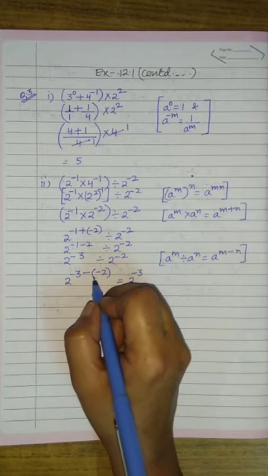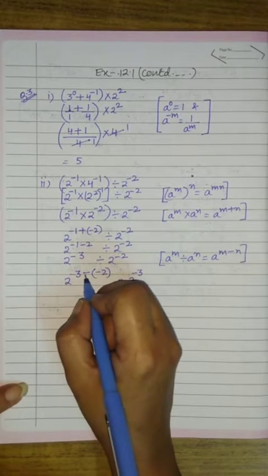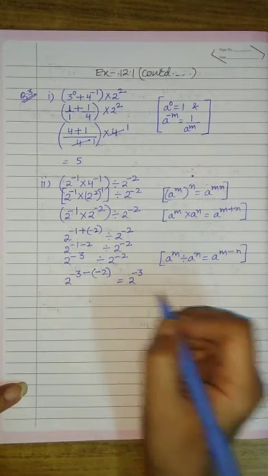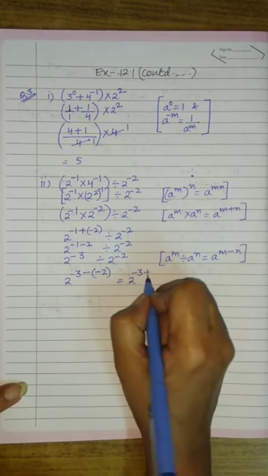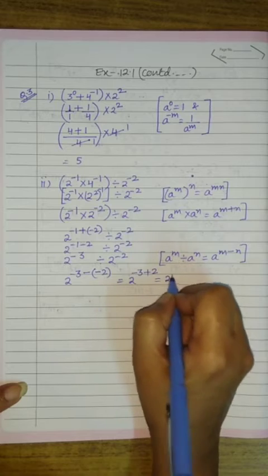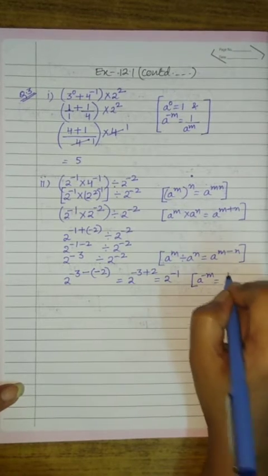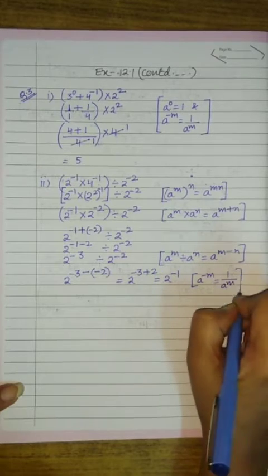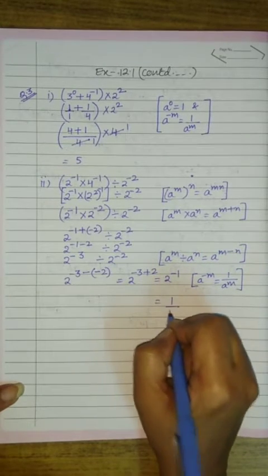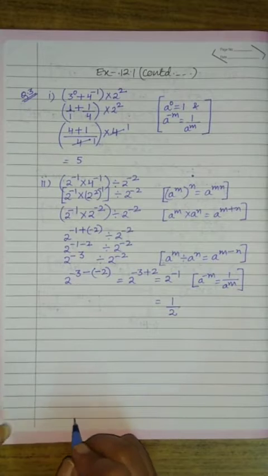Now outside the bracket we have a negative sign, so the sign inside the bracket will change, so it will become plus 2, and we got 2 raised to power minus 1. Now a raised to power minus m is equal to 1 upon a raised to power m, so our answer is 1 upon 2.